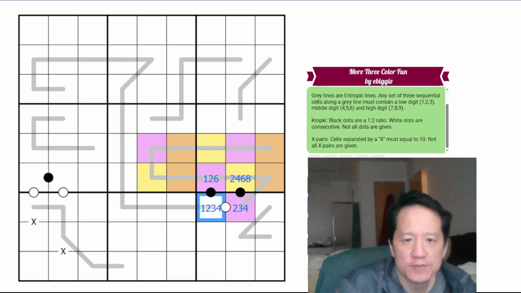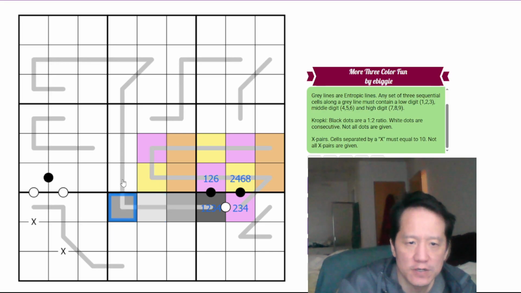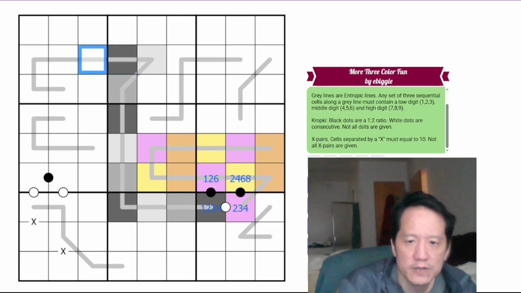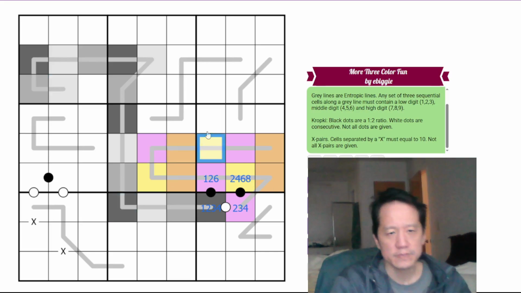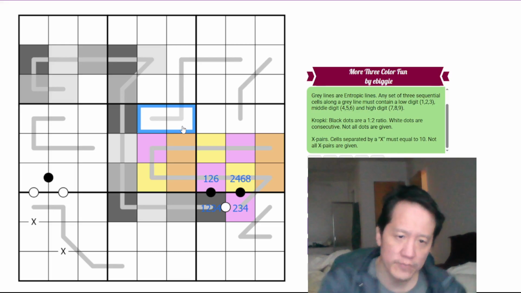Let's mark this one. So this one will mark as dark, medium, and light. This is dark, medium, and light. This is dark. This is medium, light, dark, medium, light, dark, medium, light. Okay.